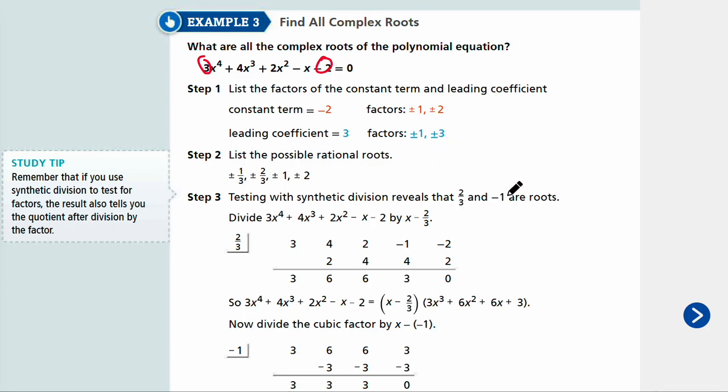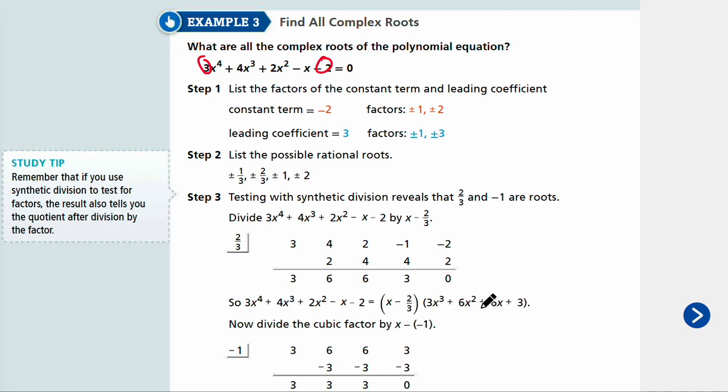So this equation is true when we have these two numbers. So these are roots. You're going to divide using synthetic division to get another factor. So if we divide by 2 over 3, we get 3x cubed plus 6x squared plus 6x plus 3. And so we can rewrite our polynomial using these two factors. And then now we have a new polynomial that we want to factor further. If we factor this out further, well, first of all, let's factor out the GCF, which is 3.